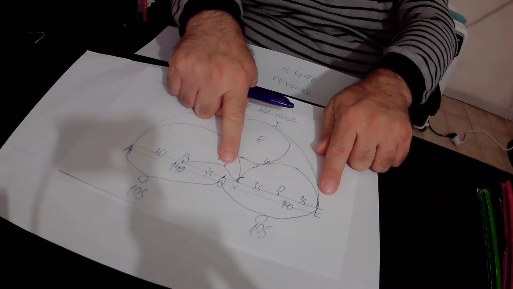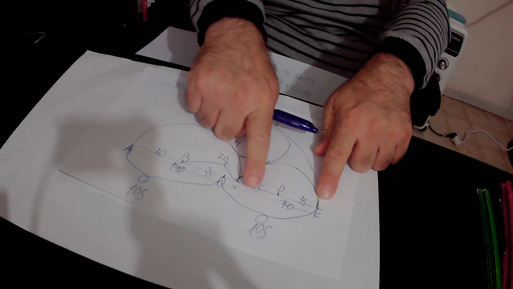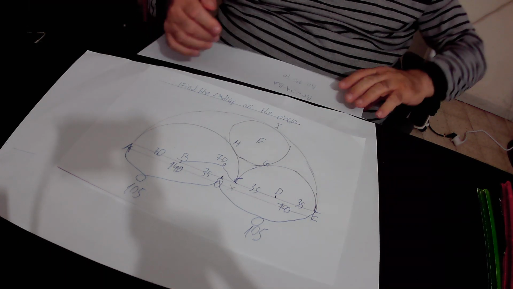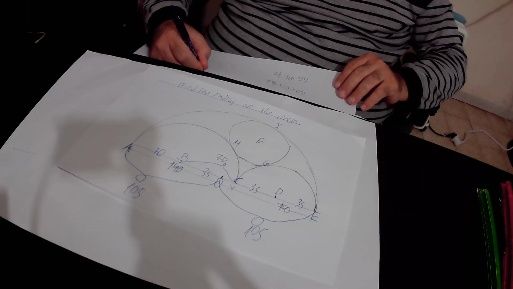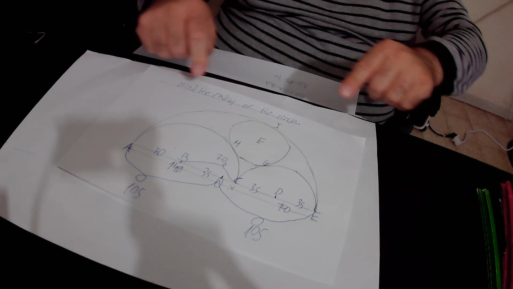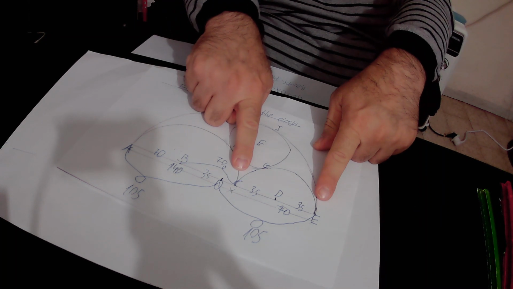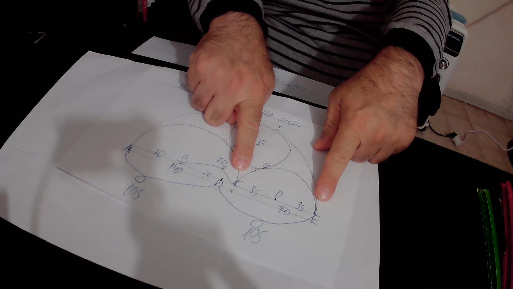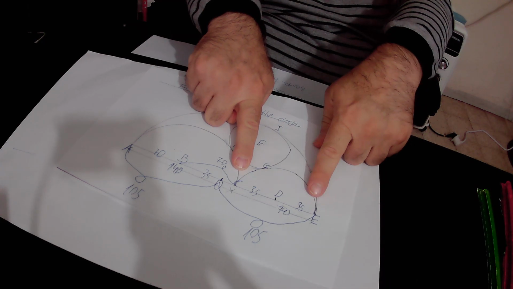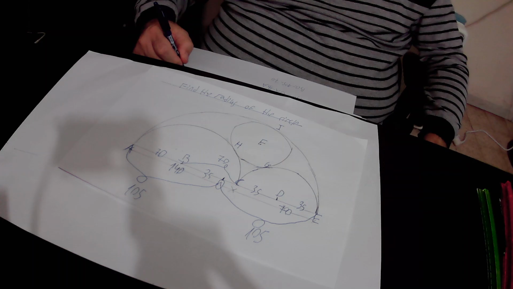OE is the radius of the biggest semicircle, that is equal to 105 units. So we substitute OE by 105 minus CE. CE equals 35 plus 35 units, that is 70 units. So we will substitute CE by 70.